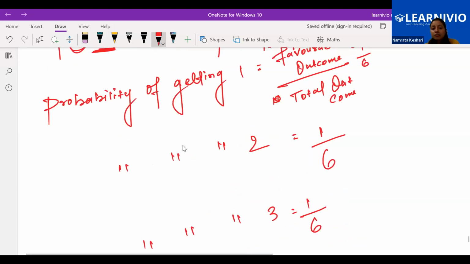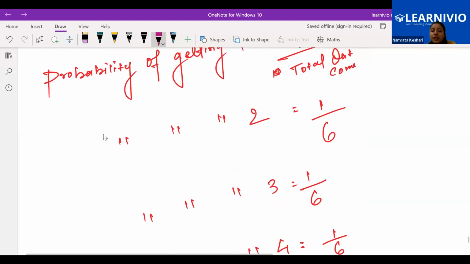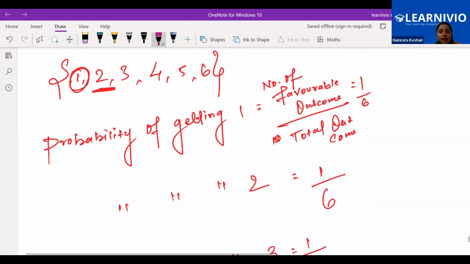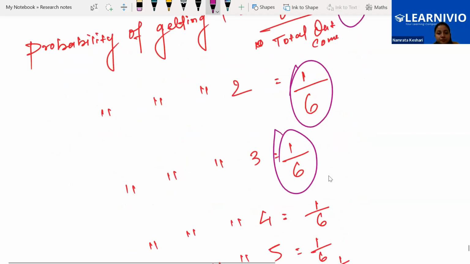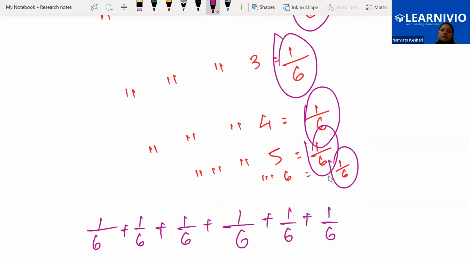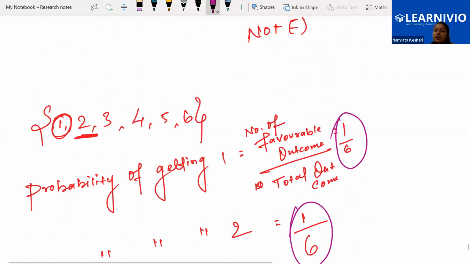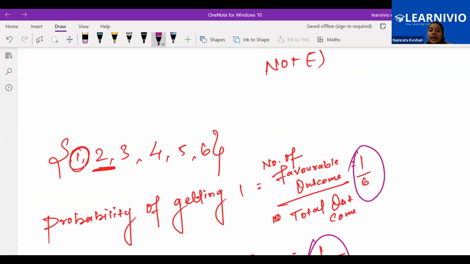The probability of getting 1, 2, 3, 4, 5, 6, all will be 1 by 6. And if we add all of them, let me show you, 1, 2, 3, 4, 5, 6, what are we going to get? We will be getting 1. And when the favorable outcome is 1, that's called an elementary outcome.